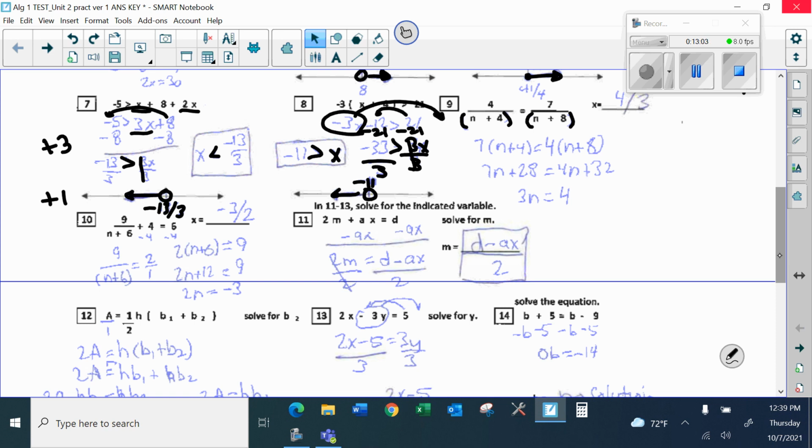So I have 7 times the quantity n plus 4 equals 4 times the quantity n plus 8. Now distributive property, you get that equals this. Okay, then again, I ask myself, what side should I bring the variable to? Always smaller to larger side, so I end up with a positive. So I'm subtracting the 4n across, and therefore the constant's going to the right, so I'm subtracting 28 across. Okay, so I end up with 3n equals 4, and last step, divide by 3, and you get 4 thirds.